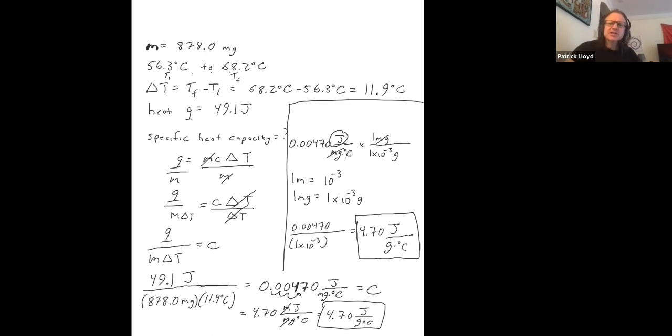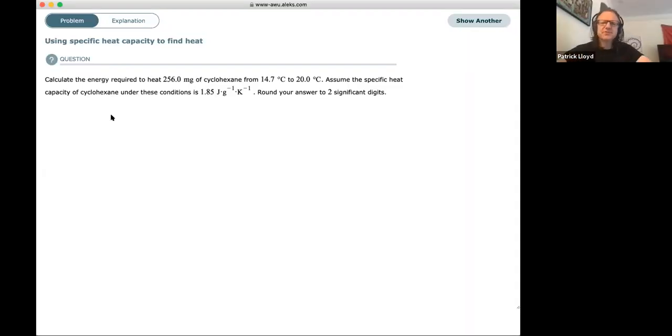Let's take a look at a second type of problem, very similar. A couple of these are very similar. Now, this one, you're going to see Kelvin in it. And I'll show you how to deal with that. It's not a big deal. I put it in there for some reason. Generally, chemists don't use Kelvin for these problems. So let's take a look at this problem.